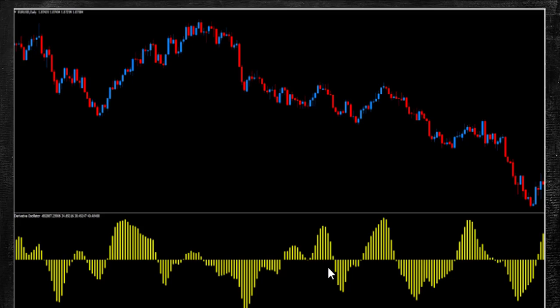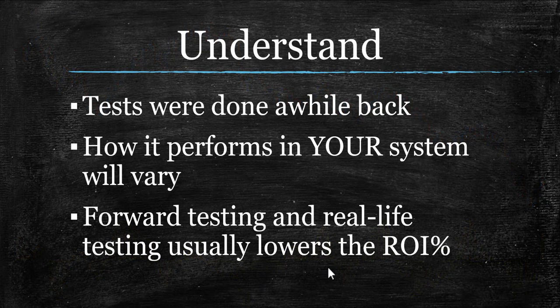But we like good results even better. So let's go ahead and see how this performed. Before we do that, understand, even if it performed great, or even if it performs very poorly, that doesn't matter. All that matters is how it performs in your system, because that's where your trading account is. So you need to make sure that that is the very next thing you do.